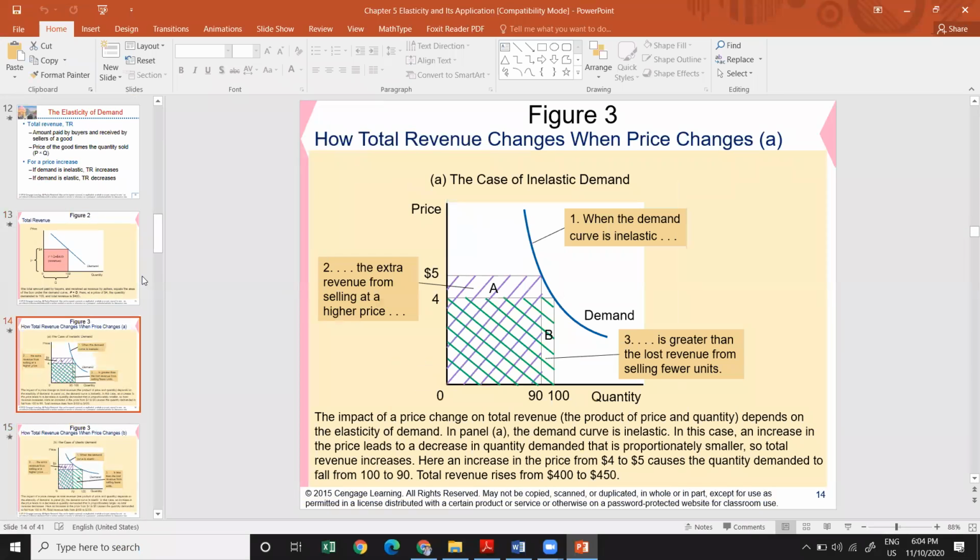Here is the case of inelastic demand. When the demand curve is inelastic, the extra revenue from selling at the higher price is greater than the lost revenue from selling fewer units. So the impact of the price change on total revenue depends on the elasticity of demand. In this case, the increase in the price will lead to a decrease in the quantity demanded. But if the demand curve is elastic, an increase in the price will bring a decrease in total revenue. Okay.